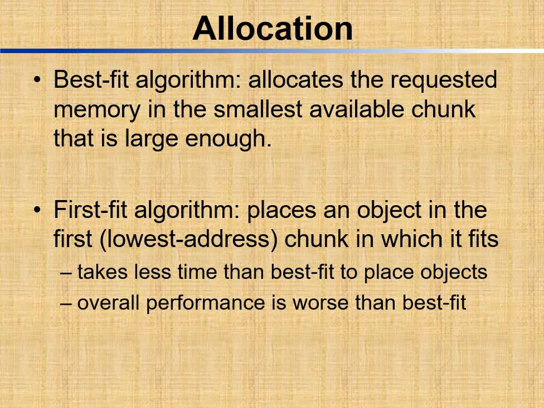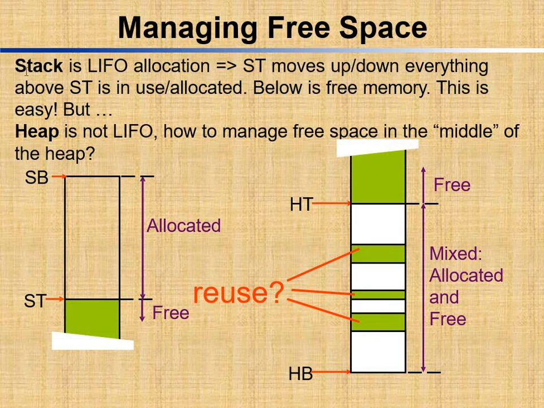Now we can see how we manage free space in heap allocation. In the stack, allocation follows the order last in, first out. The stack top moves up and down; everything above the stack top is in use, allocated, and below it is free memory. Here the free memory is outside of the stack top, and the allocated memory runs from the stack base up to the stack top. The heap never follows this stack property, that is LIFO.